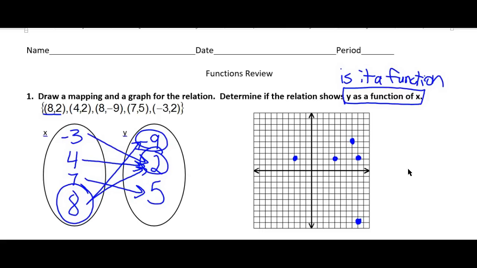The way we can tell over on the graph that it's not a function is if we use the vertical line test. If I have a vertical line through any 2 points at the same time, then it fails and is not a function. I can draw a vertical line here, and it crosses over both of those points, so not a function.